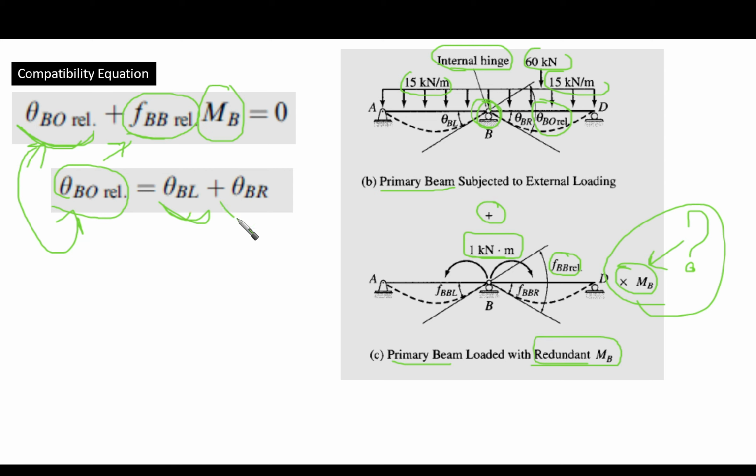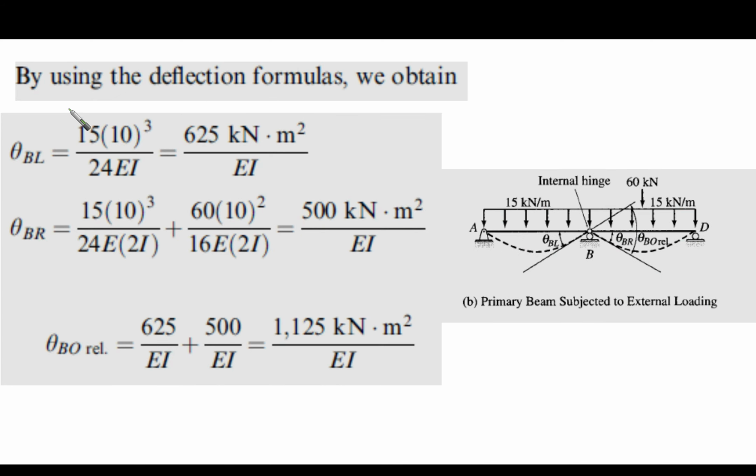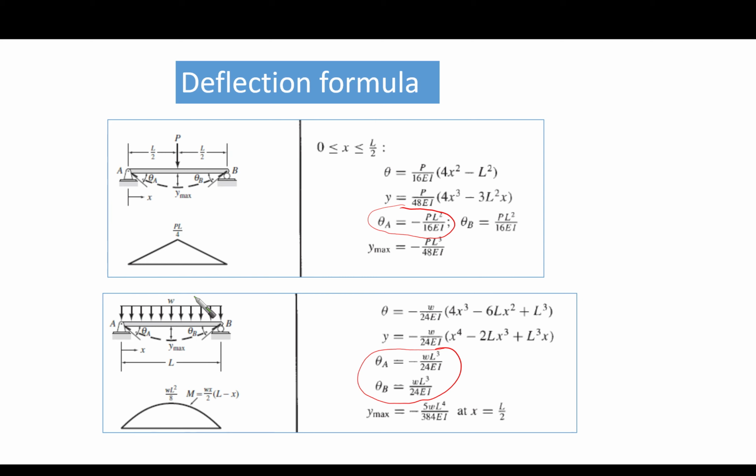We can obtain theta BL and theta BR, and we are going to use the deflection formulas. Take care, we want to obtain theta BL and theta BR, the left and the right rotations. The first span is AB. It is a simply supported span loaded with 15 kilonewton per meter. So it is going to be similar to this case. Look at this case here.